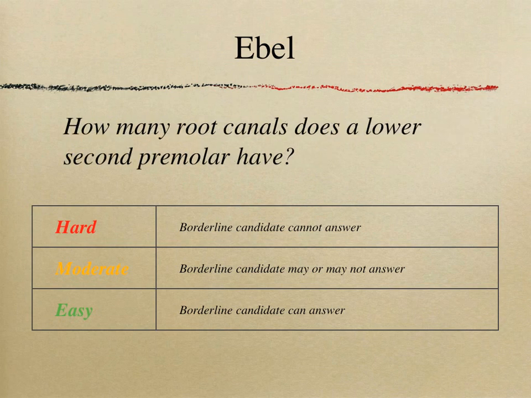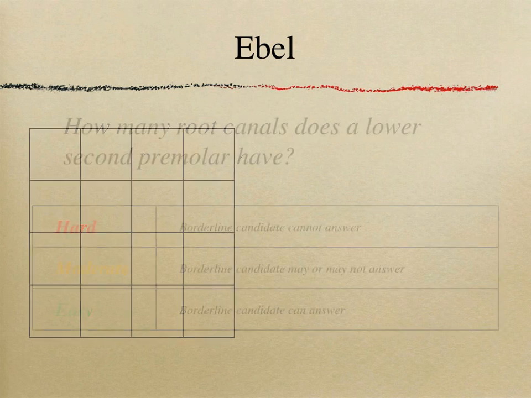Let's have a look at another item. How many root canals does a lower second premolar have? Again, if you ask a first-year dental student, it might be a moderate or even a hard question if they have not been exposed to this piece of knowledge yet. However, if you ask a third-year dental student, it becomes easy or moderate, and for a fifth-year student, it's probably going to be an easy item to answer.